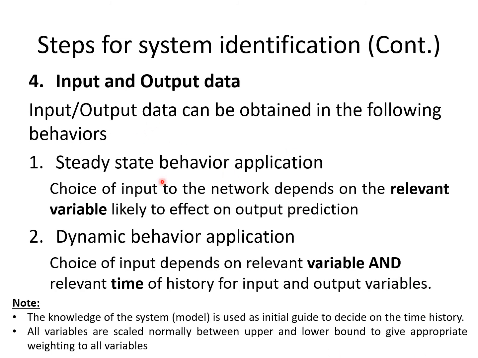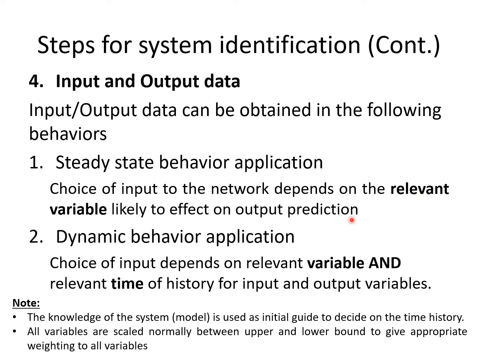Then we have to decide the input-output data. Of course we have to decide what is the input or the output based on the process that we are looking for. To decide what the input is, we need to know what the output is that we're trying to map, and then we have to come up with the data. If we want a steady state, then we have to choose a steady state behavior for the system. The choice of input depends on the relevant variables likely to affect the output.